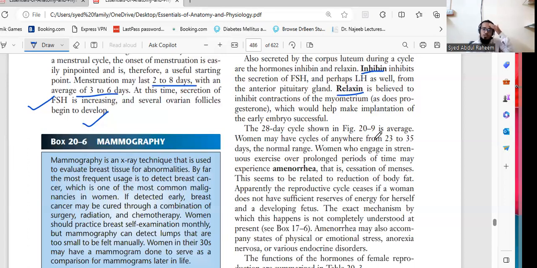So the 28-day cycle is shown as average, but women may cycle from 23 to 35 days. So the average cycle is 23 to 35 days. We will know the history by asking the lady who has the cycle.